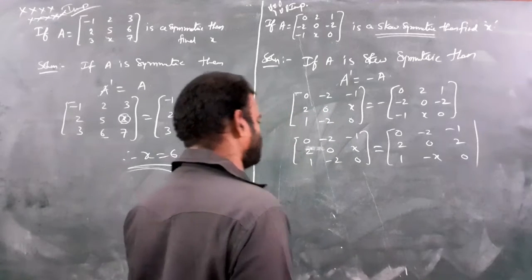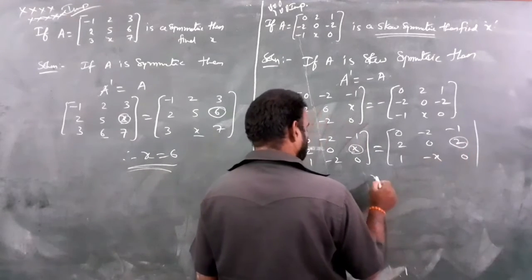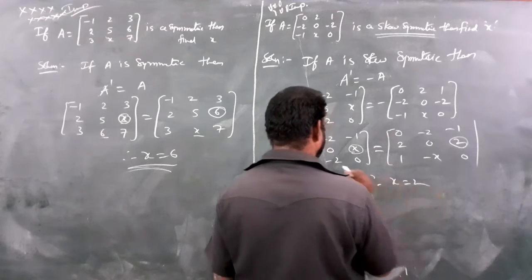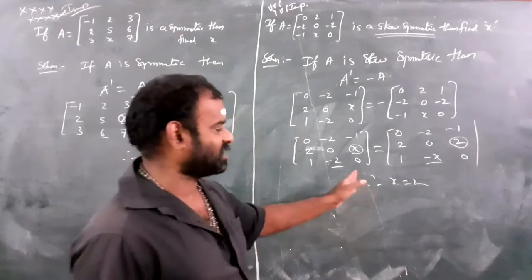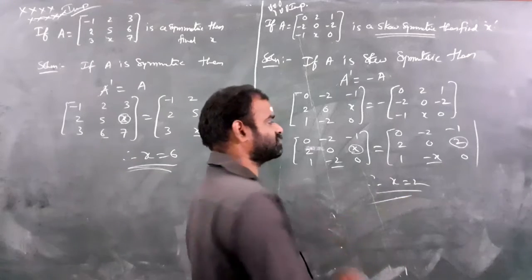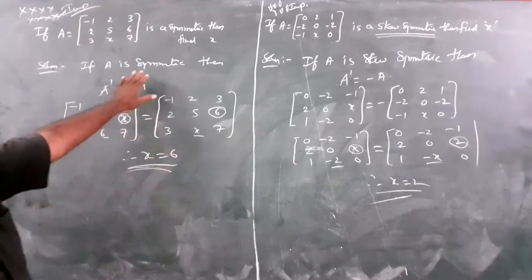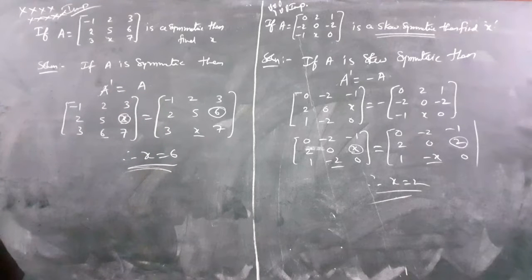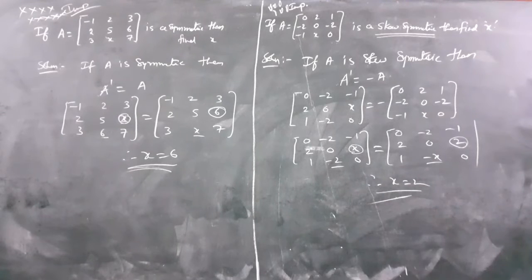So then you have to compare here. Here, what is x? In place of x there is 2. Therefore x is equal to 2. Or take this also: minus x equal to minus 2. Minus minus cancel, x equal to 2. So if it is skew symmetric, then the value of x is 2. If it is symmetric, then x is equal to 6. Very important 2 marks problems. Understand or not? Very good. Note.